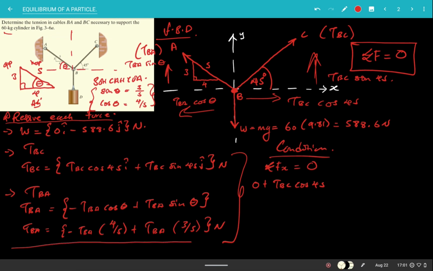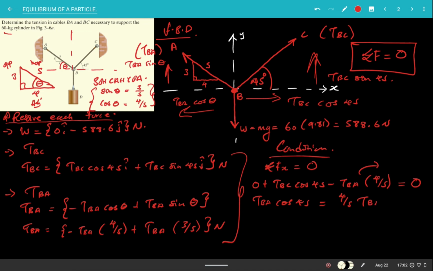Now, what is the x component in TBA? Because we're summing them up, we're having minus. So it's going to be minus TBA times 4 over 5. And the sum of all forces acting in the x-axis should equal to what? 0. Then we can basically just clean this up. Now, be mindful, we'll have TBC cos 45. Then when this goes the other side, we'll have it equal to 4 over 5 TBA. Sorry about that. So it means that TBC cos 45 is equal to 4 over 5 TBA.